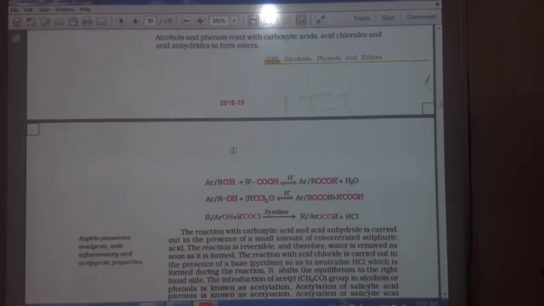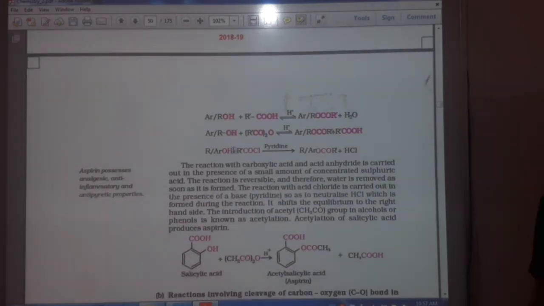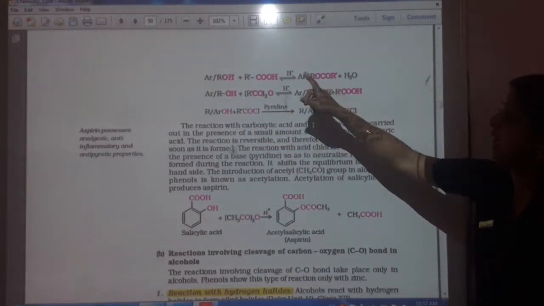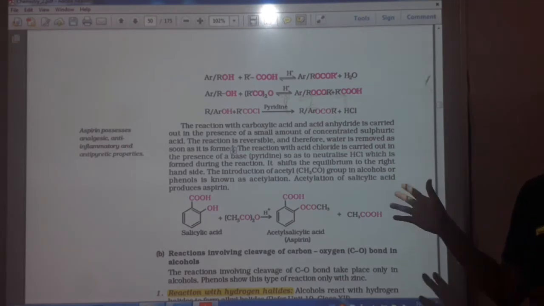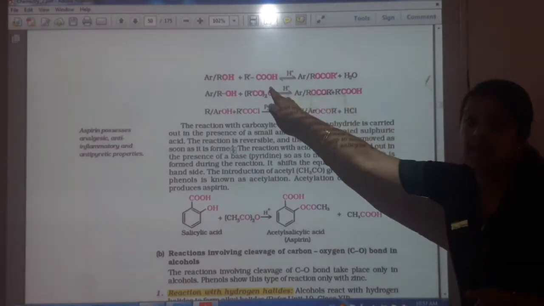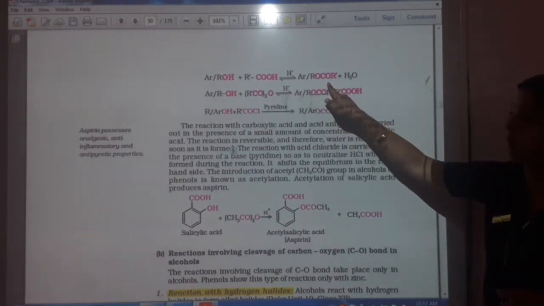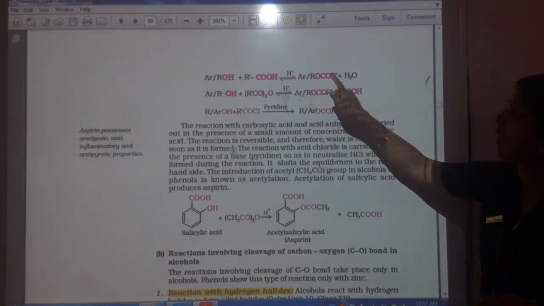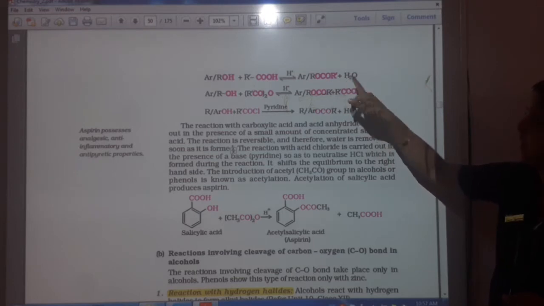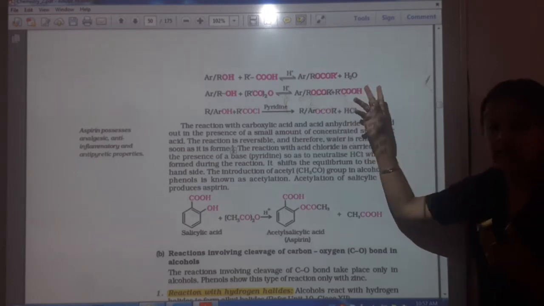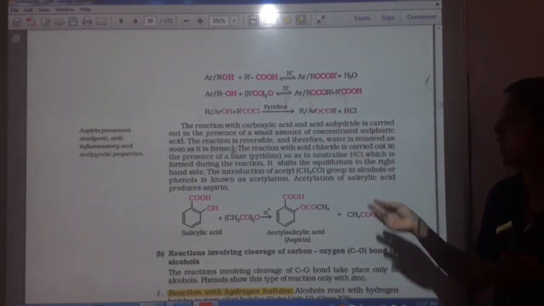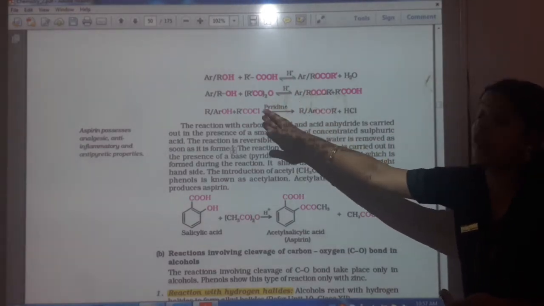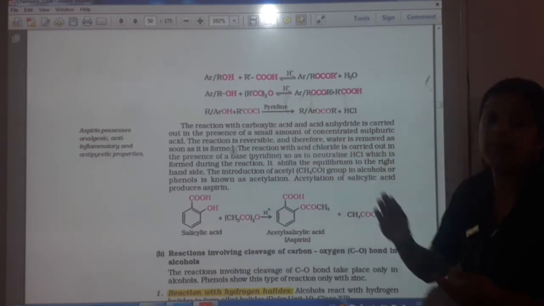The second one is esterification, where alcohols and phenols react with acids or acid chlorides to form esters. Here Ar represents the aromatic ring of phenol, and ROH represents aliphatic alcohol. When it reacts with a carboxylic acid, you get an ester. It can be ArOCOR or it can be RCOOR. So it can be an aromatic ester or an aliphatic ester when it reacts with acid, acid anhydride or acid chloride. These are all carbonyl compounds.